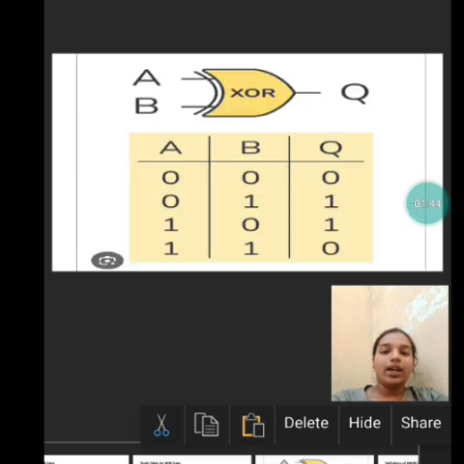Next is the diagram of the XOR gate. It is represented with two inputs A, B and output Q. If A is 0 and B is 0, Q equals 0. If A is 0 and B equals 1, then Q equals 1. If A is 1 and B is 0, Q equals 1. If A and B both equal 1, then Q equals 0.